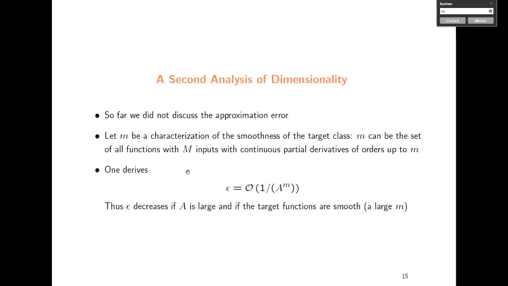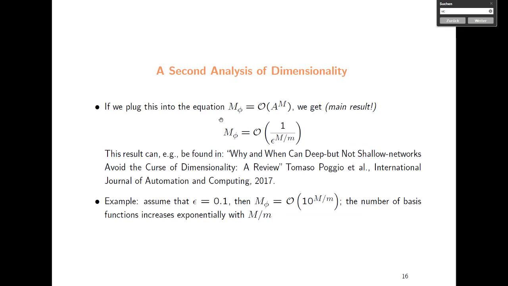So this can be derived. I didn't discuss how this is derived. Then we have another equation. The number of basis functions is on the order of a to the power of M. And if we solve this for a and plug it into this equation, we get that the number of basis functions required is on the order of 1 divided by epsilon to the power of M divided by m. This result can, for example, be found in this paper by Tommaso Poggio.